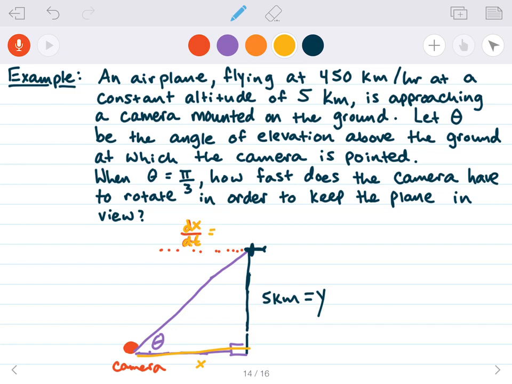Now, x is the horizontal distance from the plane to the camera. And as the plane travels along its path, the change in x with respect to time is decreasing. It's getting smaller and smaller because x is, again, the horizontal distance between the camera and the plane. So since that's getting smaller, we are attaching a negative to the 450 kilometers per hour. Okay, so we're given that, we did that, we got theta.